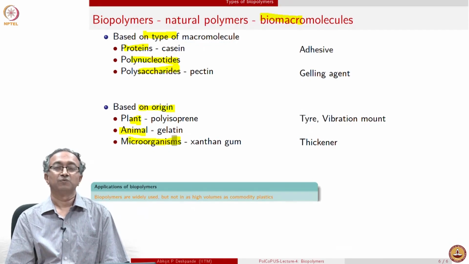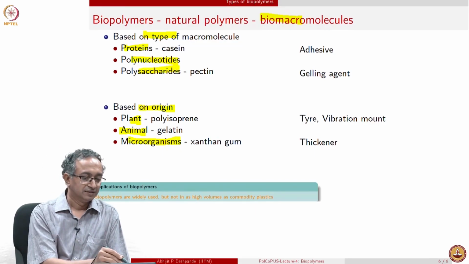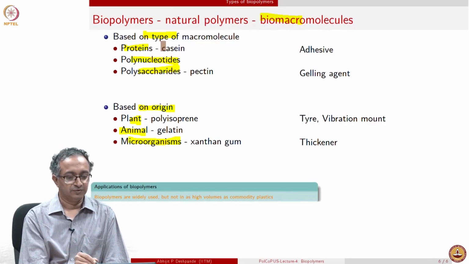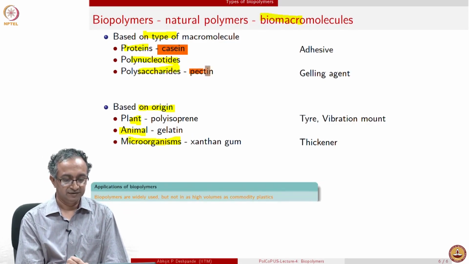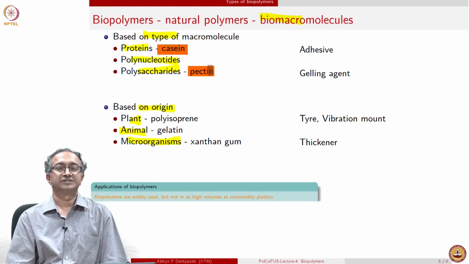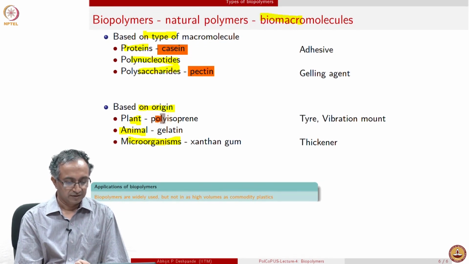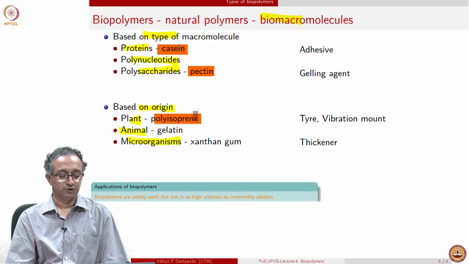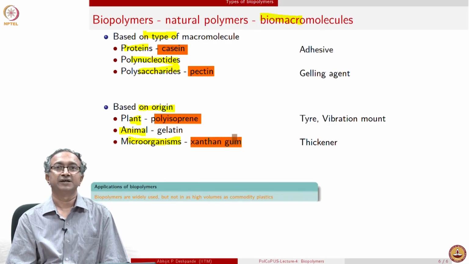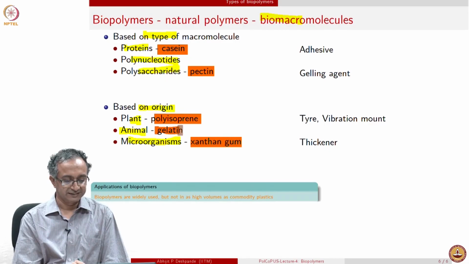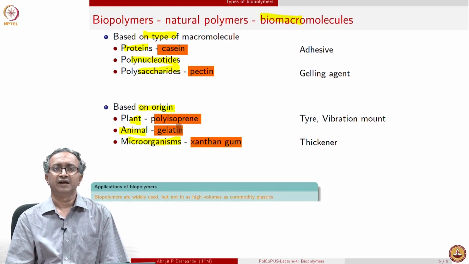Here, what I have done is given just a couple of examples of these biopolymers. Casein is a protein which comes from milk, and pectin is there in a variety of fruits and vegetables. This is from the rubber tree, polyisoprene or natural rubber, and xanthan gum is made by a bacteria. Of course, we have examples like gelatin, which comes from animals, and during the course later on we will have a chance to look at many of these polymers.